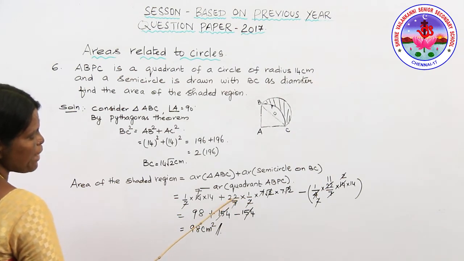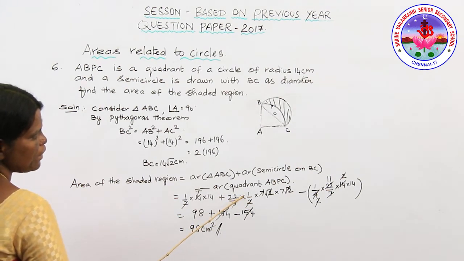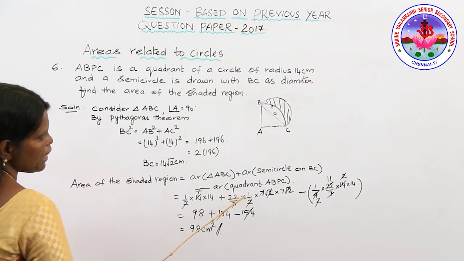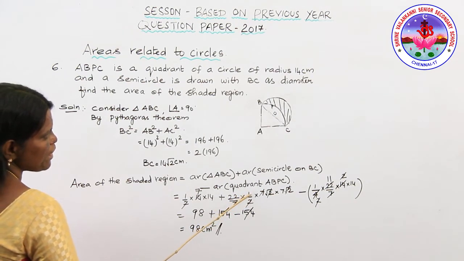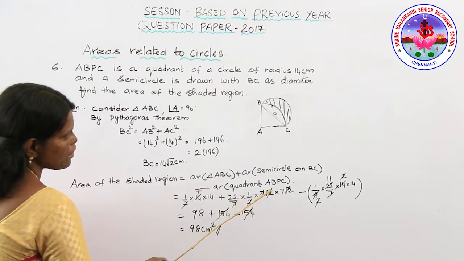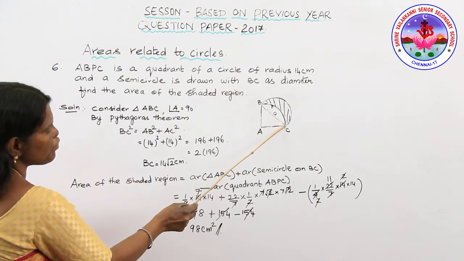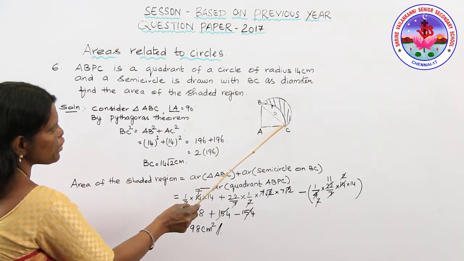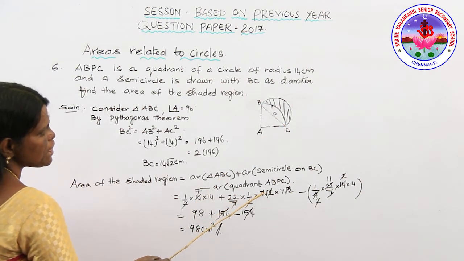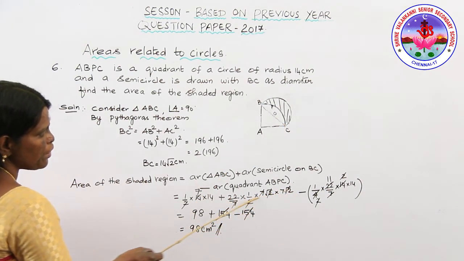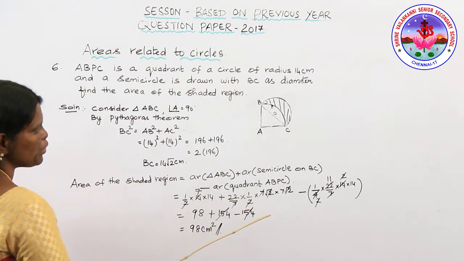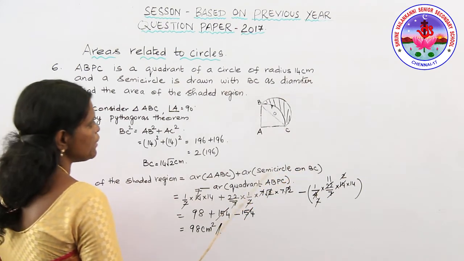So pi is 22 by 7, and the denominator 2 I am taking to the multiplication sign. So it can be written as 1 by 2 into pi r squared. So the radius will be, diameter is 14 root 2, so radius will be 14 root 2 divided by 2, which is 7 root 2. So pi r squared is 7 root 2 into 7 root 2, into 1 by 2, minus area of the quadrant.